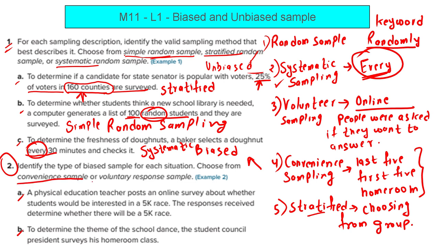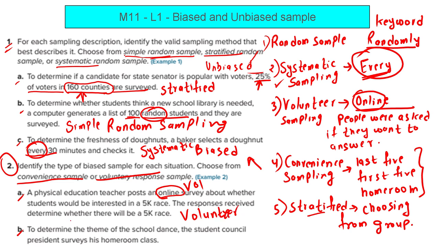In question number 2, he said read the 2 statements A and B and tell me whether it is convenience or it is volunteer. Let us read the first one. A physical education teacher posts an online survey. Whenever you are putting something online, it is the student's choice whether they want to fill it or not, right? And when it is your choice, it is volunteer. So this is volunteer sampling.